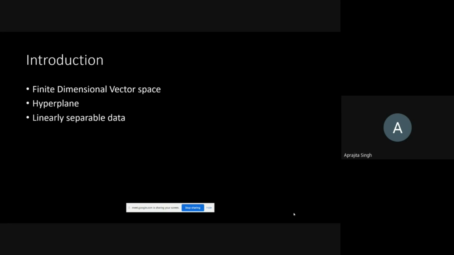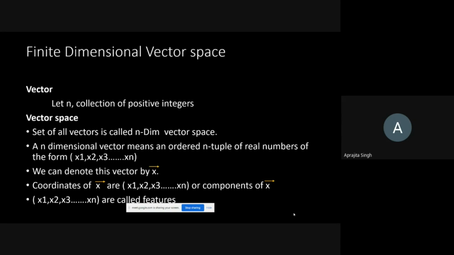Okay. So to start with, we'll understand what is a finite dimensional vector space, what is a hyperplane, what is linearly separable data. So what is a finite dimensional vector space? What is a vector? A vector is a collection of numbers. Okay. What is a vector space? A set of all these vectors in an n-dimensional vector space.